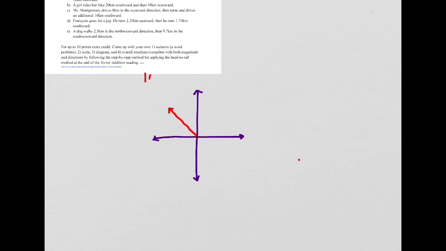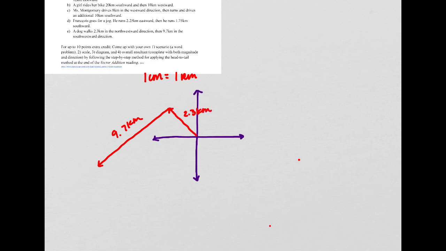My scale is 1 centimeter equals 1 kilometer. Then he walks 9.7 kilometers in the southwestward direction. Southwest is this way, right? So he would walk 9.7 kilometers over here. This one is 2.3 kilometers.